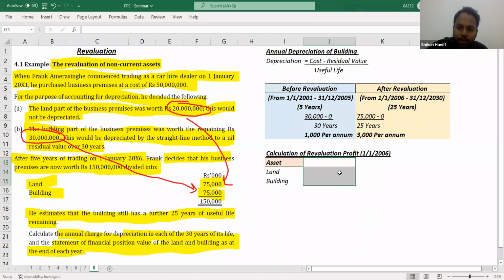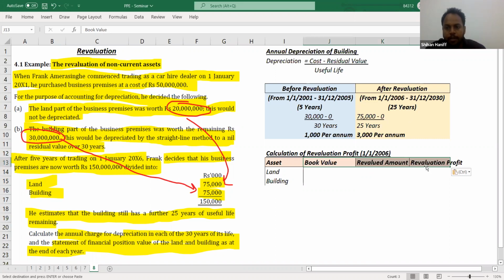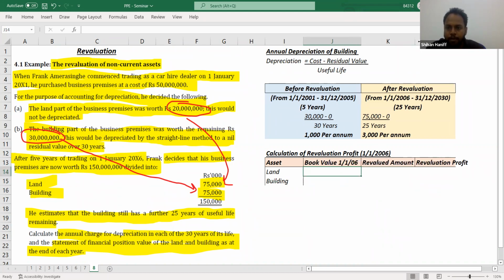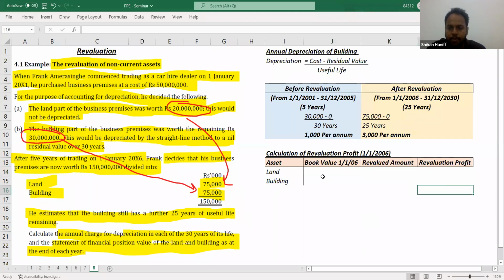Okay, I'll give 2 minutes for you all to find out the revaluation profit or loss. How do you find the profit or loss? You take the book value and the revalued amount, then you get the revaluation profit. Book value on 1st Jan 2006, revalued amount, the answer is the revaluation profit. Okay, find this answer.